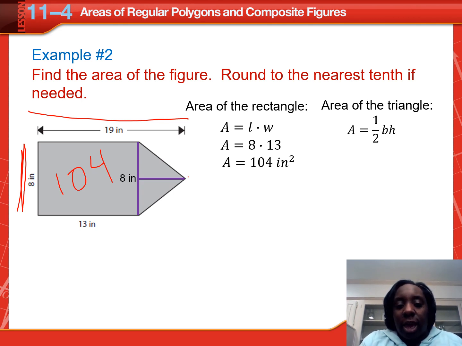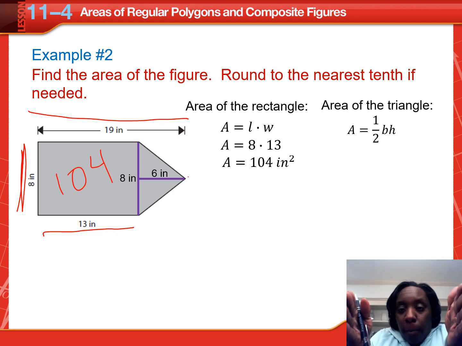So if that's 19, and this much of the 19 is 13, then what is left over for this little bitty part? That's where our subtraction is going to come into play, and we get 6, because 13 plus 6 gives you the 19 for the whole length of that whole figure together.